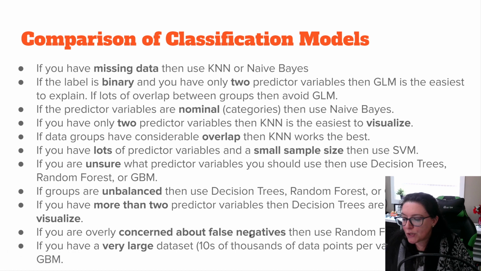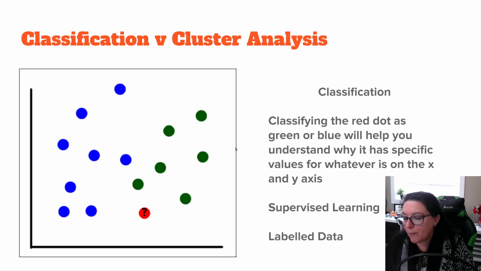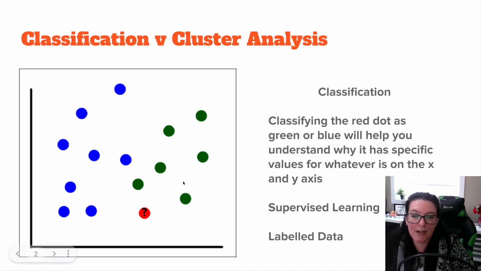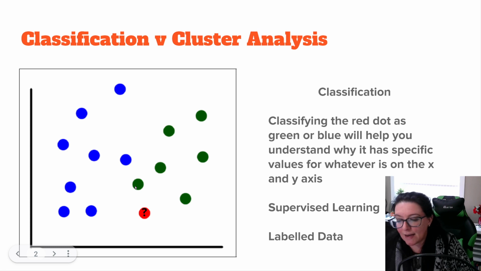If you're overly concerned about false negatives, so we'll look at how with classification models we can assess the model. Because we do know the labels, right? We know that this is blue and we know this is green. We can actually look at how well the model performs. Does it actually say that this should be blue? Does it say that this should be green? So we're going to look at things like false positives and false negatives.